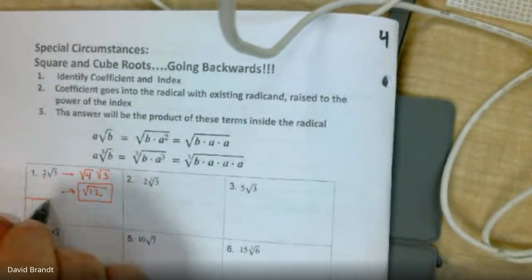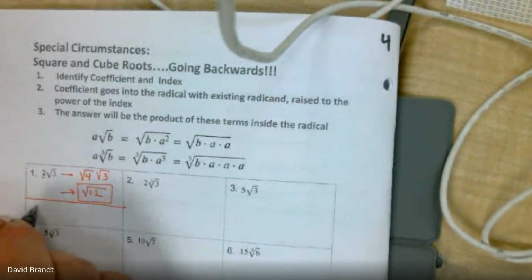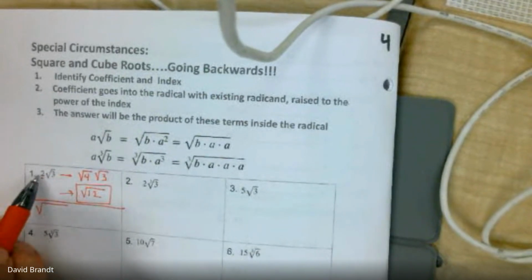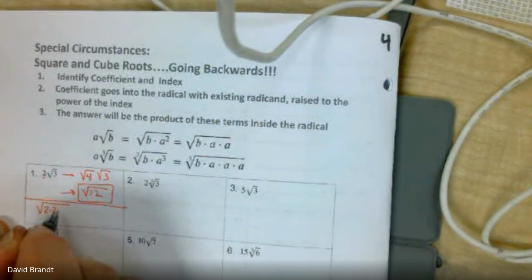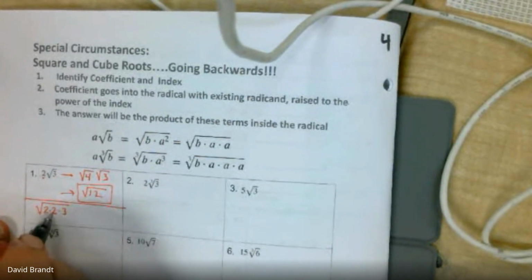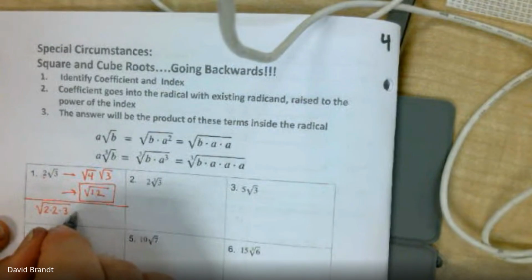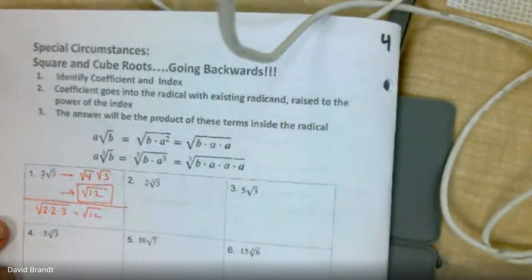Now, if you want to do it the factor tree way, here's another way. You could say, since this is a square root, a single 2 on the outside becomes 2 2s on the inside. 2 times 2 is 4. 4 times 3 is 12. Again, you get the same answer.